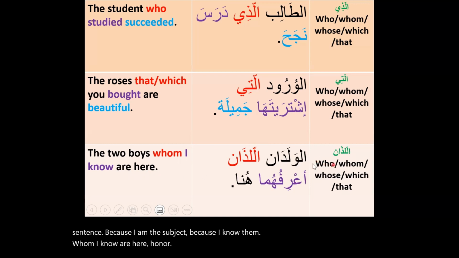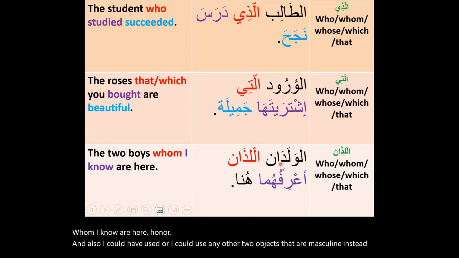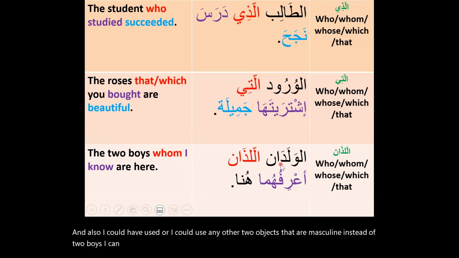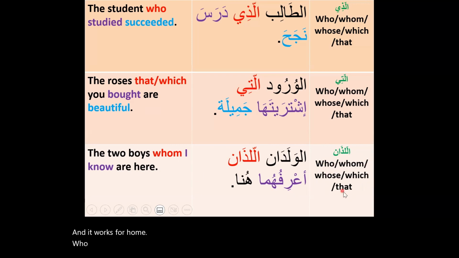See, I could also use any other two objects that are masculine. Instead of two boys, I can use two homes or anything else. So that's why al-ladhan works for who, whom, whose, which, that, for human or for non-human.